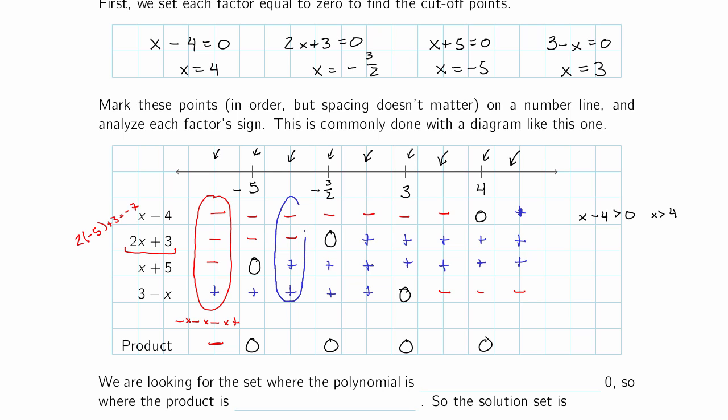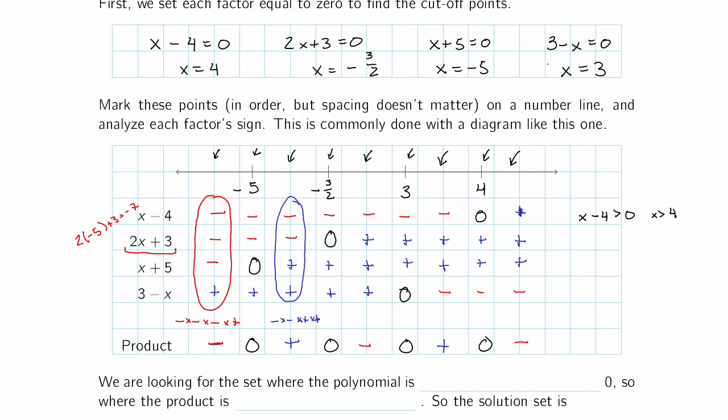Here, we have a negative times a negative times a positive times a positive, which is going to work out to be positive. Here we have 1 negative and 3 positives. That's negative. Here we have 2 negatives and 2 positives. That's positive. And here we have 3 positives and 1 negative. That's negative.